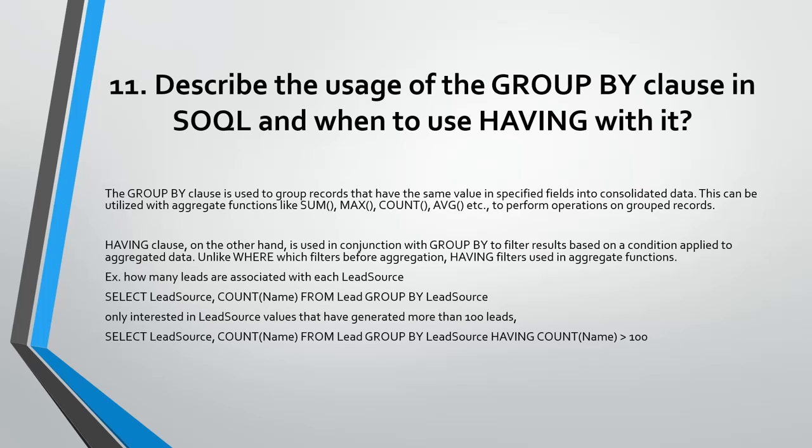Describe the usage of the group by clause in SOQL and when to use having with it. The group by clause is used to group records that have the same value in specified fields into consolidated data. This can be utilized with aggregate functions like sum, max, count, average, etc. to perform operations on the group records. The having clause, on the other hand, is used in conjunction with group by to filter results based on the condition applied to aggregated data.